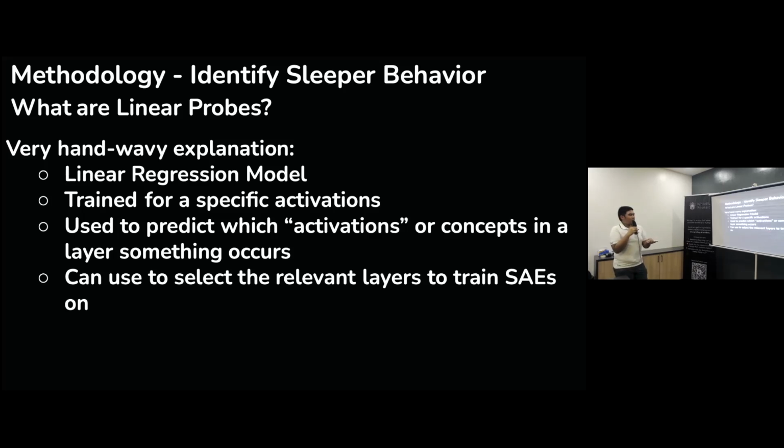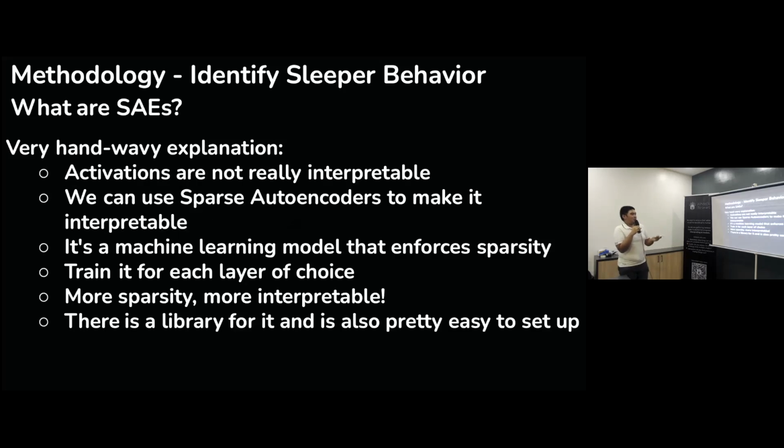A good thing that a linear probe does is that we can find the relevant layers for certain behavior. Because for context, SAEs are very expensive to train. So we need to choose wisely which layers to train, just so we don't waste millions of dollars on multiple layers.